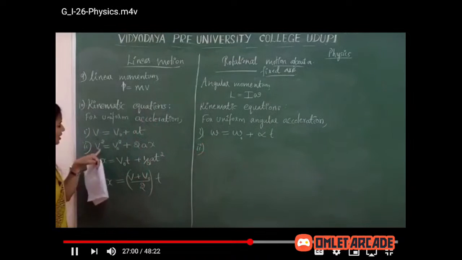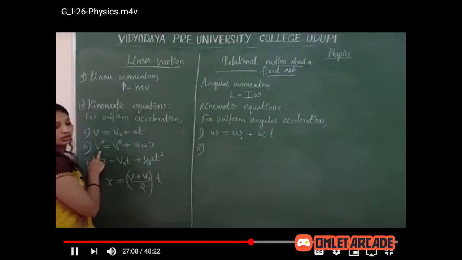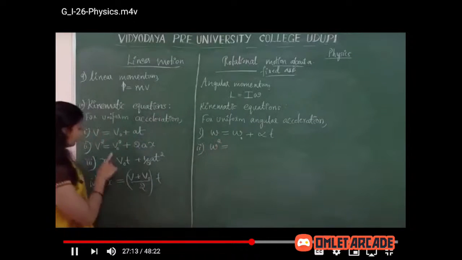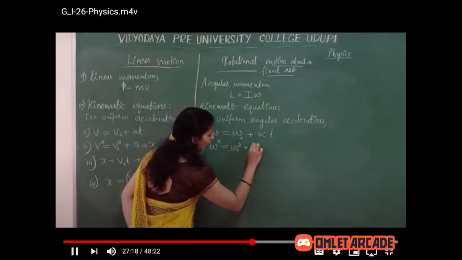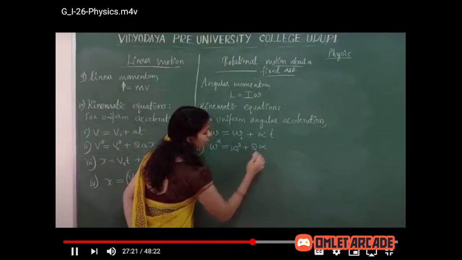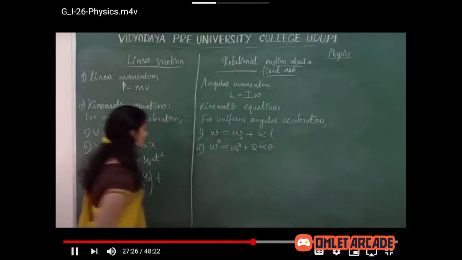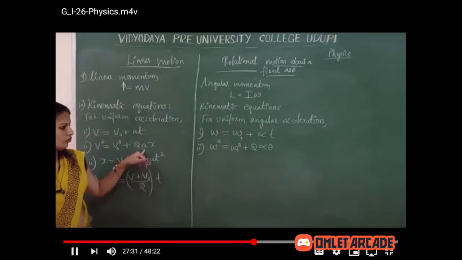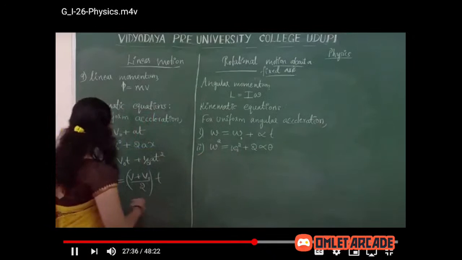Okay. Second. V square equal to V naught square plus 2AX. We can write, in place of V square, it is omega square, which is equal to omega naught square plus 2 alpha into theta. In place of X, here it is angular displacement, and in place of A it is angular acceleration, alpha. Okay.